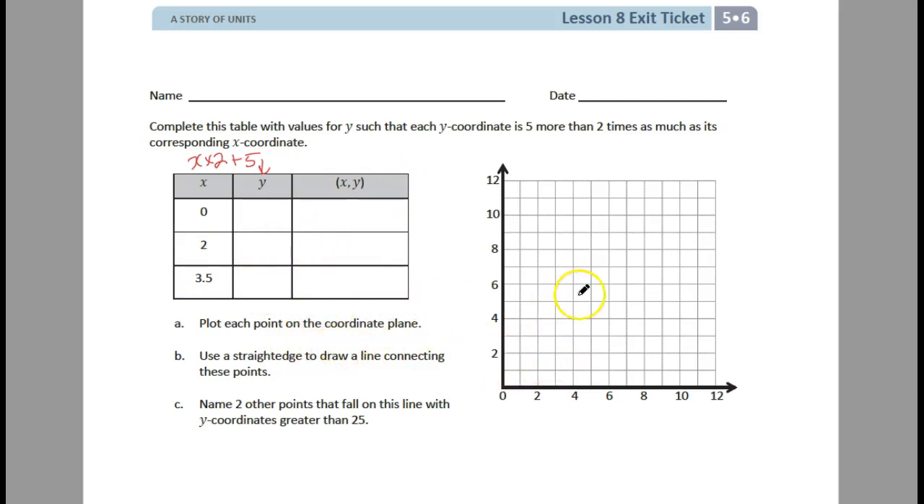Plot each point on the coordinate plane, this guy. Use a straight edge to draw a line. Name 2 other coordinates that fall on this line with y coordinates bigger than 25. So, you're not going to be able to find it on this chart. You just have to use this rule to figure it out.